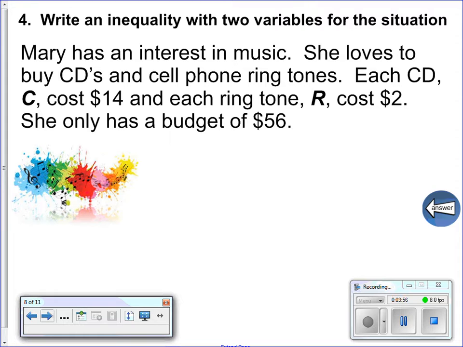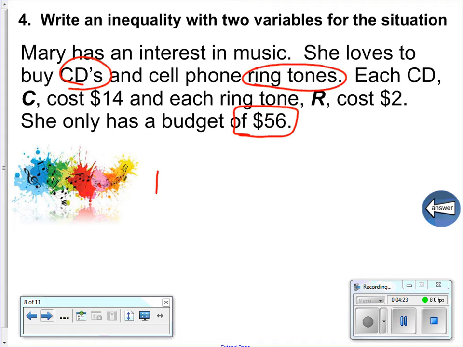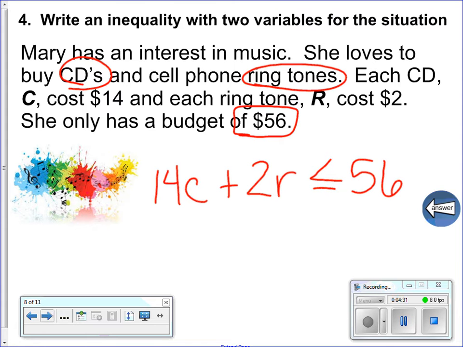Write an inequality with two variables. Mary has an interest in music. She loves to buy CDs and cell phone ringtones. Each CD, C, costs $14 and each ringtone, R, costs $2. She only has a budget of $56. So right there tells us that she cannot spend more than $56, so it has to be less than or equal to. So our variables are the CDs and the ringtones. So we know CDs are $14, and we know the ringtones are $2, and it has to be less than or equal to $56.